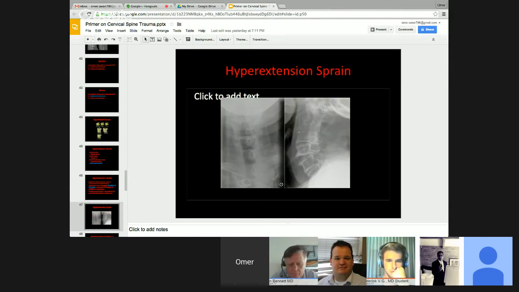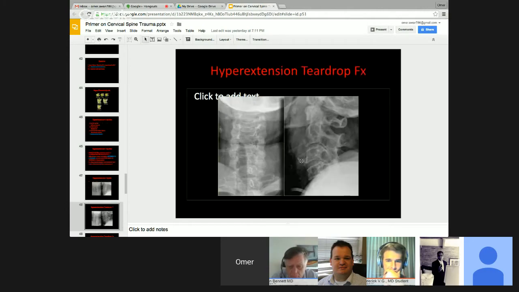So here, again, this was one of the index cases earlier. Notice that there's no fracture in this cervical spine radiograph, but there is widening of the anterior disc space here, and this is a hyperextension sprain. Hyperextension teardrop fracture characteristically happens at C2. Just like in hyperflexion teardrop fracture, you have a fracture fragment along the anterior inferior aspect of the vertebral body, but notice that there's no retropulsion of the vertebral body into the canal that we see in a hyperflexion teardrop fracture. We do not see that in a hyperextension teardrop fracture.